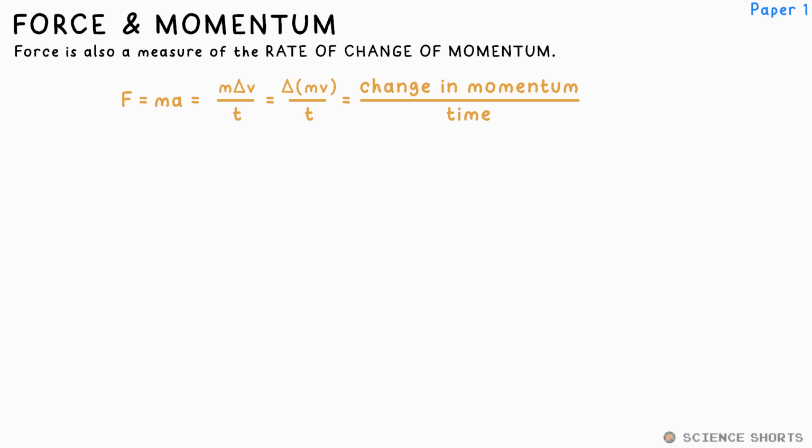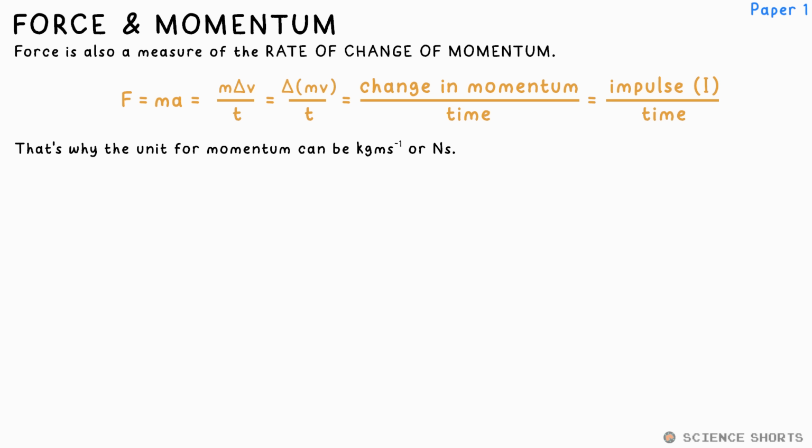Force and momentum are closely linked. Newton's second law says that F equals ma, but we also know that a is equal to delta v over t. But actually it's also true that force is equal to change in momentum over time, or we can say the rate of change of momentum. That's why the alternative unit for momentum is Newton seconds.